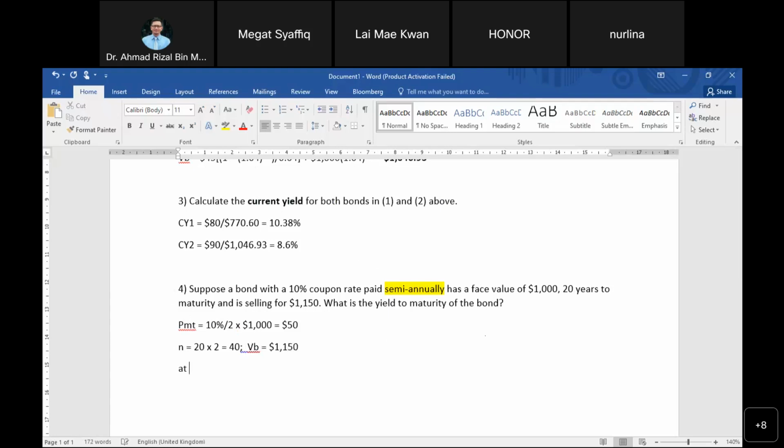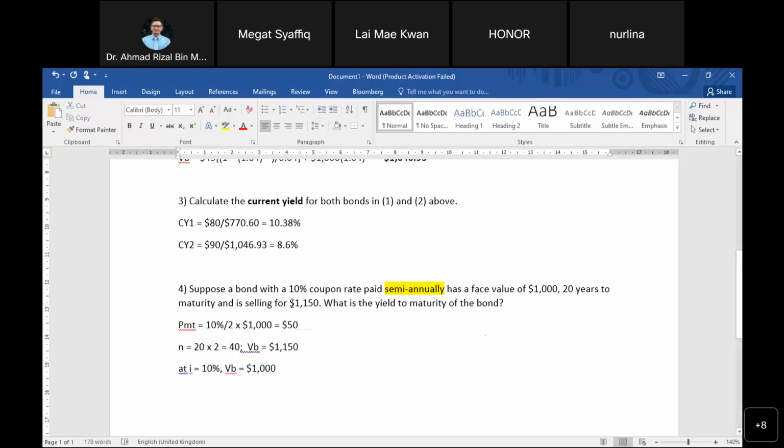Okay, at I equals 10%. Why 10%? Why do we make it equal to 10%? Because we want to make it equal to the coupon rate here, 10%. So at I equals 10%, you know that the value of the bond would definitely be 1,000. Then you look at the direction where to go.